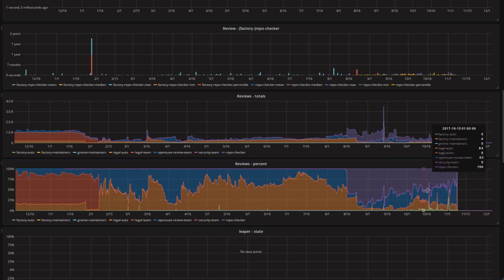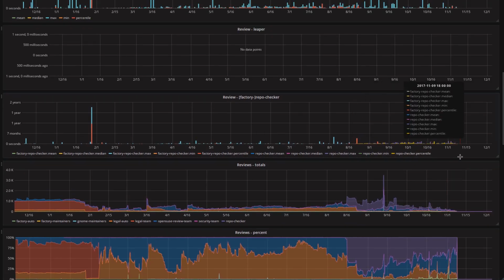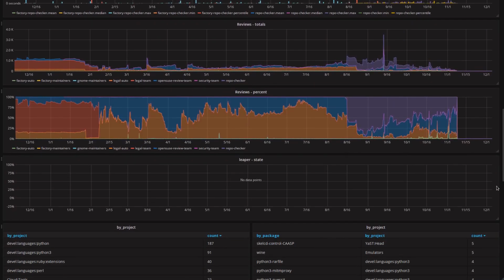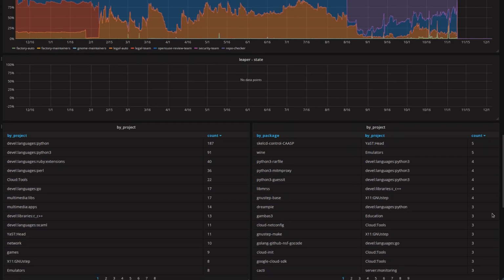Anyway, but you can kind of see the wait time behind the new repo checker. But again, right here, these overalls aren't too bad. But it's interesting to see this stuff reflected in the data.